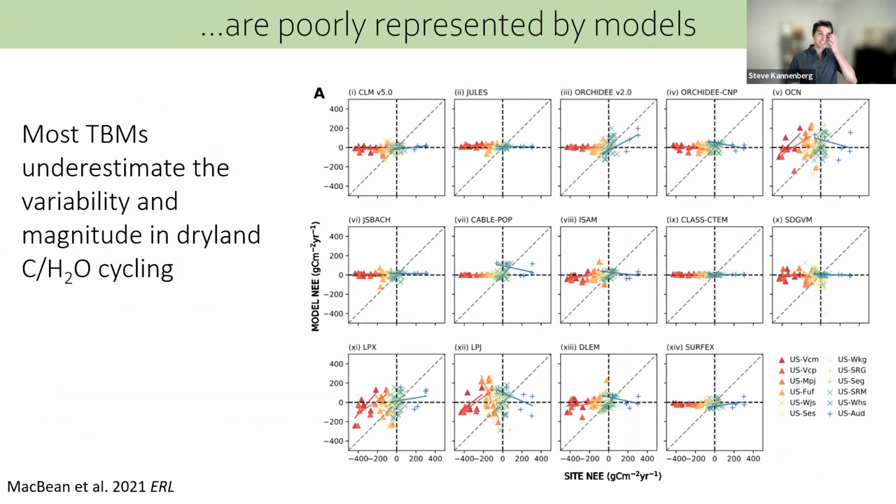Now, unfortunately, this really highly variable carbon and water cycling is pretty poorly captured by most models. This is a figure from an awesome paper by Natasha MacBean from 2021 that compares a number of terrestrial biosphere model net ecosystem exchange with net ecosystem exchange that's measured at a number of flux tower sites. And what you can see is if you compare the variability and magnitude of what's on the y-axis, which is the modeled NEE, with what's on the x-axis, which is measured with flux towers, they're quite different.